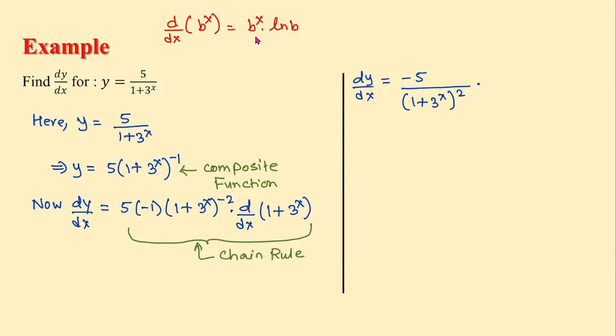is just like b to the x. The derivative of b to the x is b to the x natural log b. So this will be 3 to the x natural log 3.